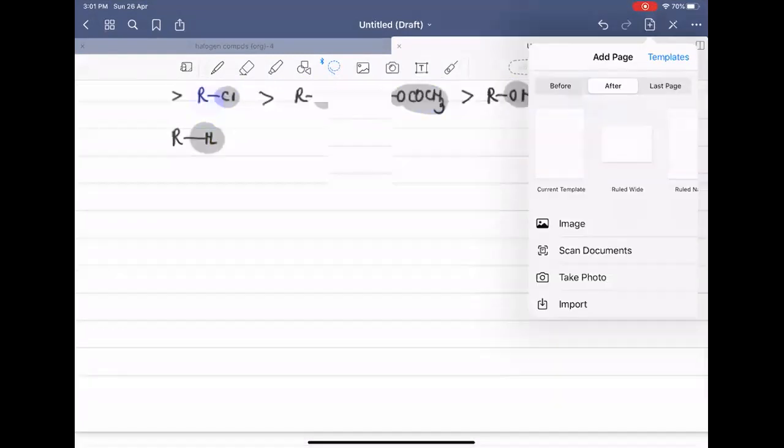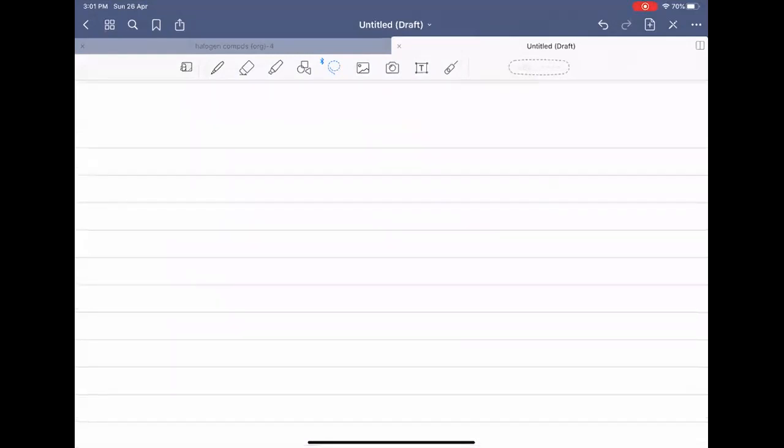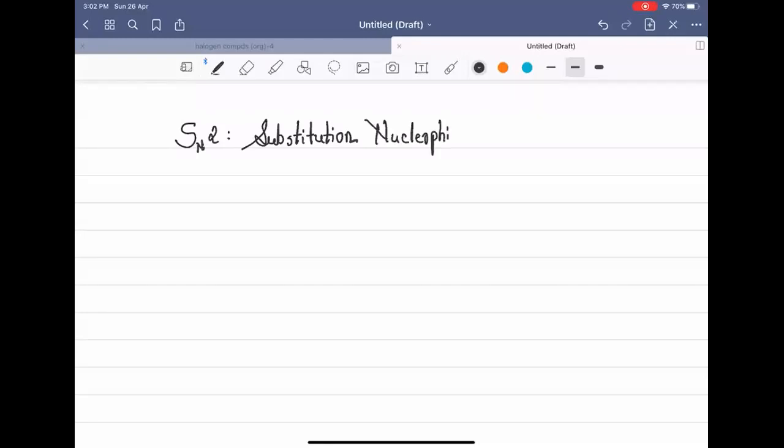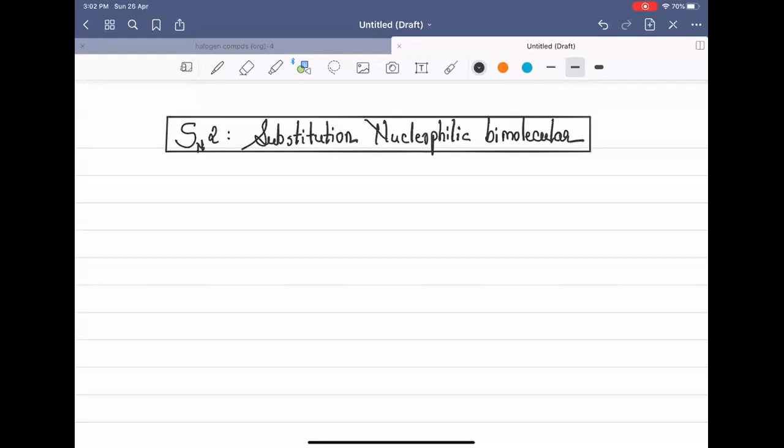Now, going back to the next part. After having understood what leaving groups are and what nucleophiles are and how you decide their strengths, let us go back to substitution reactions. There are 4 different types of substitution reactions that we have. The first one that we take up is the SN2 reaction. This is called substitution nucleophilic bimolecular, also called SN2. All right.